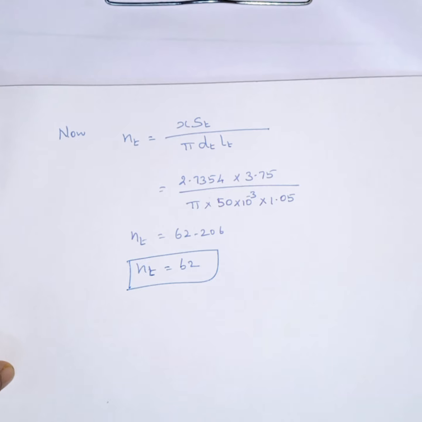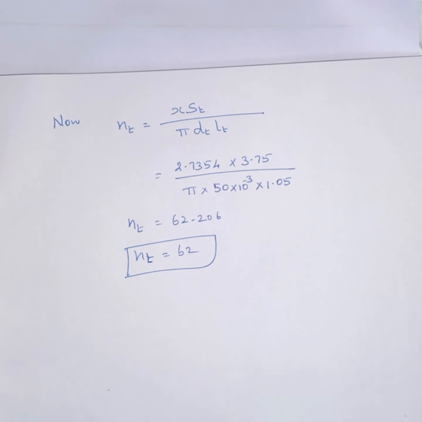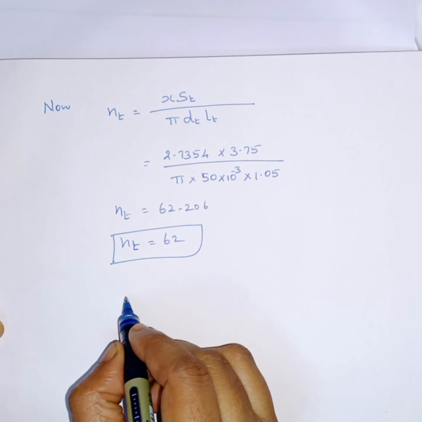So this is the minimum requirement for the dissipation or improvement in cooling. The number of tubes to be provided is 62. So these tubes are to be placed around the tank.